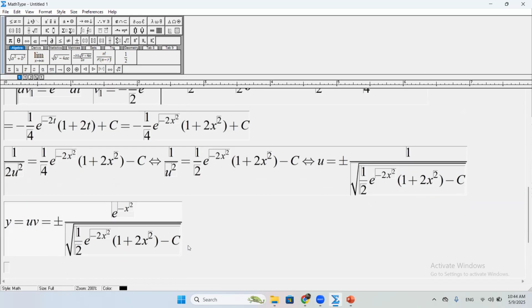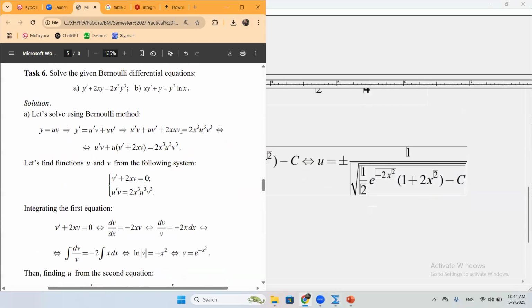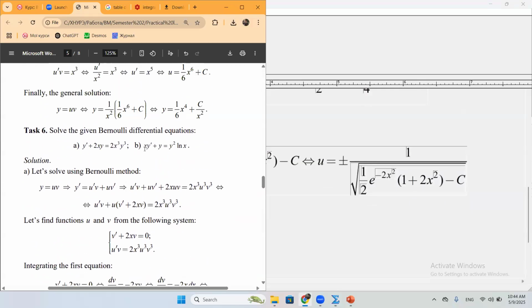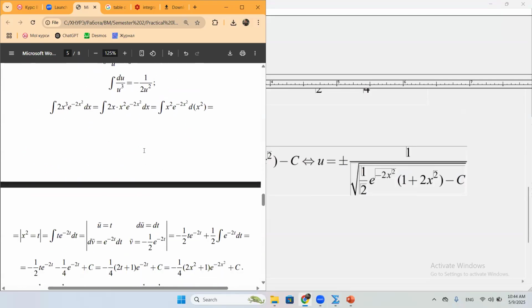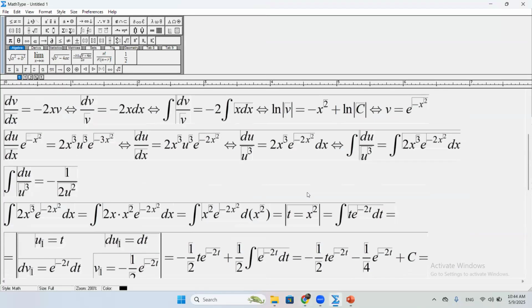Any questions about this exercise? No. Okay. So moving to the next exercise. Actually, this is a Bernoulli equation, so B will be your home task. You will solve it on your own, and now we will solve equations in total differentials.